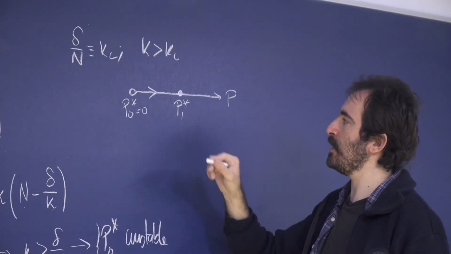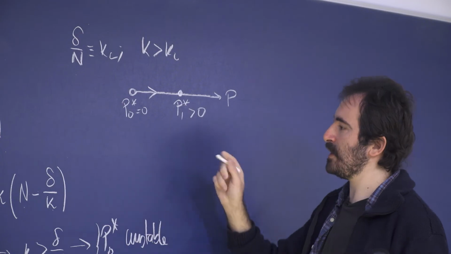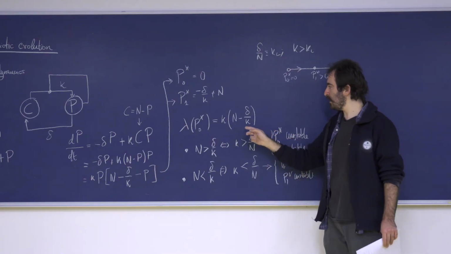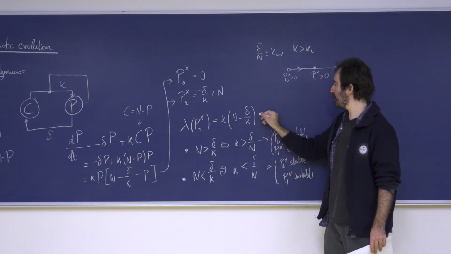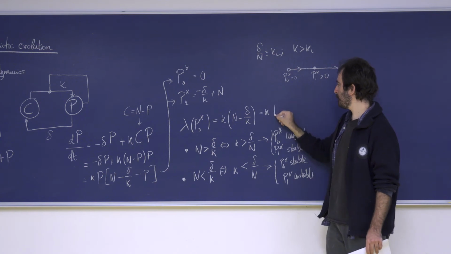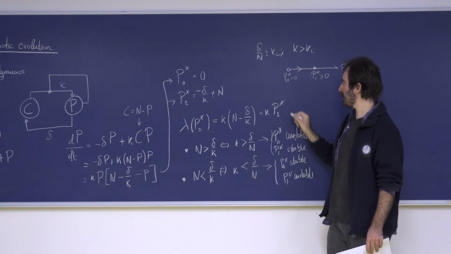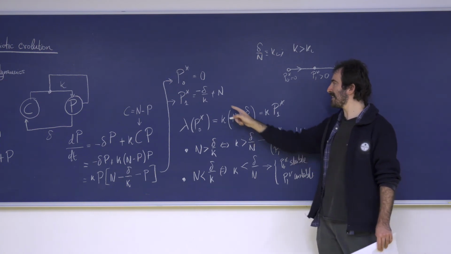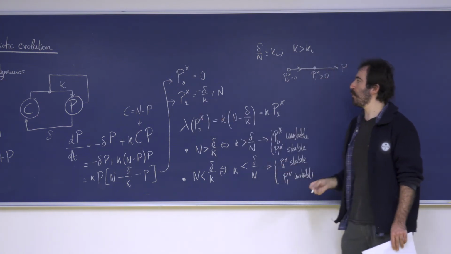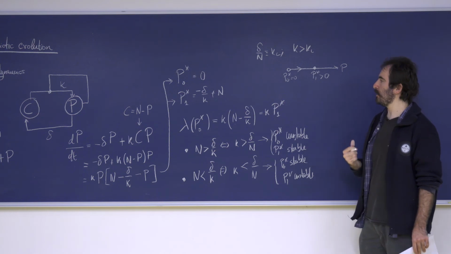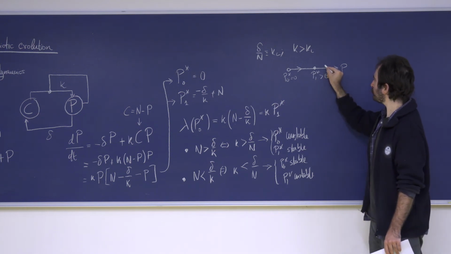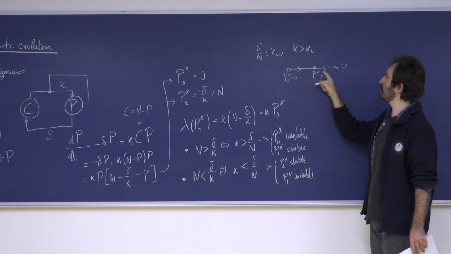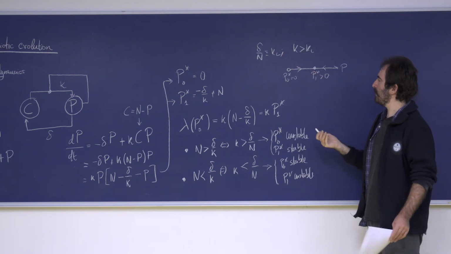And remember, this one is going to be positive, precisely because here, as you see, what we have is nothing but, mathematically speaking, notice, this is n minus delta over k, which is exactly what we had for the value of the non-trivial fixed point. Great. So here we have that this is going to be our attractor, right?